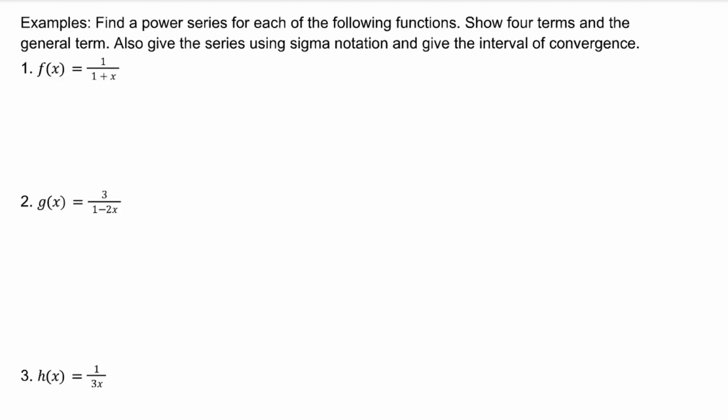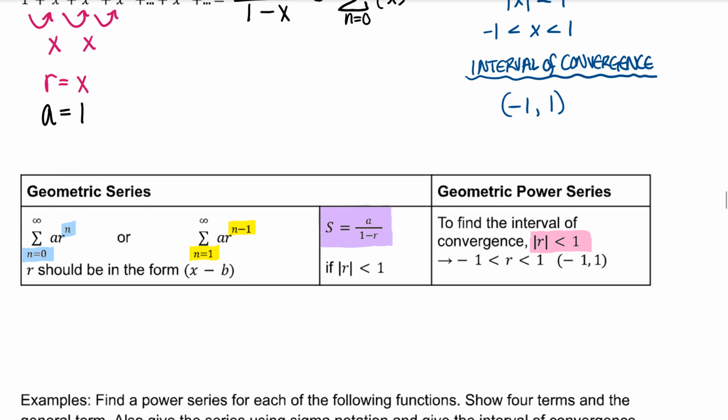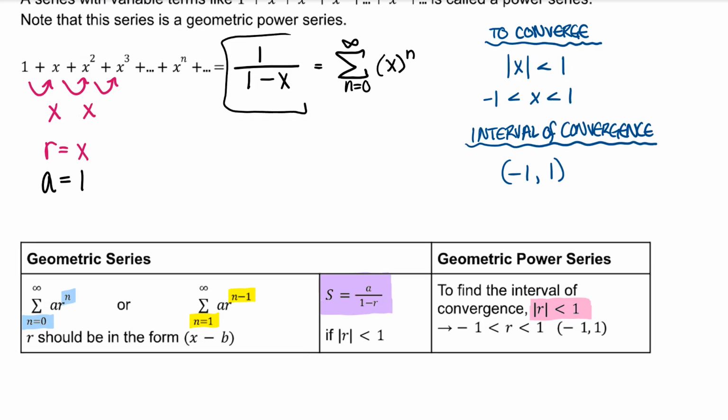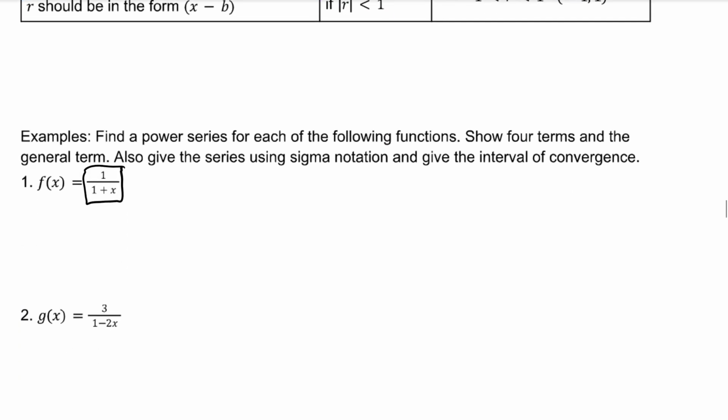For the following examples, we're going to find a power series for each of the functions, show 4 terms and the general term, also give the series using sigma notation, and give the interval of convergence. For number 1, our function of x actually looks a lot like the function of x that we got from the very first geometric power series. In fact, the only difference is this minus sign.